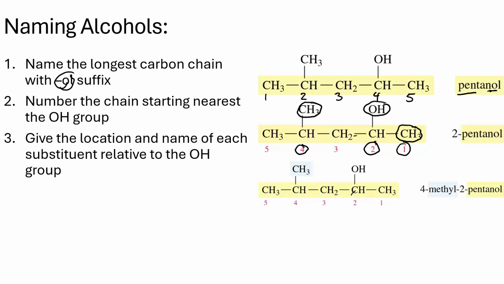So then we can give the location and name of each substituent relative to the OH group. So, sorry, I think I said before 3, the methyl group is at position 4. So it would be 4-methyl-2-pentanol. That's how we would name this alcohol.